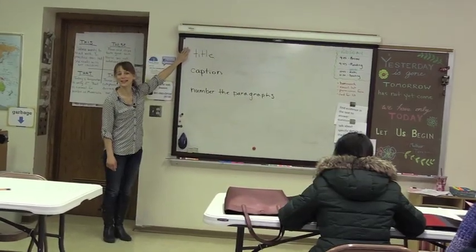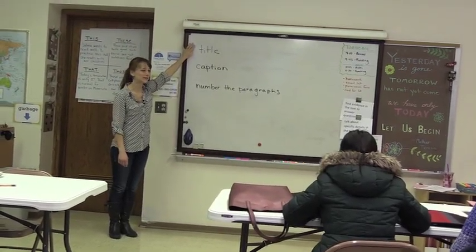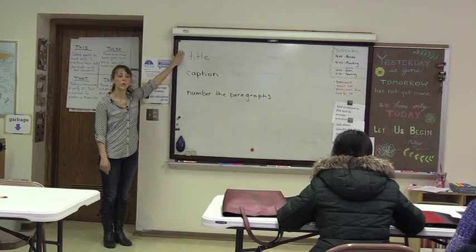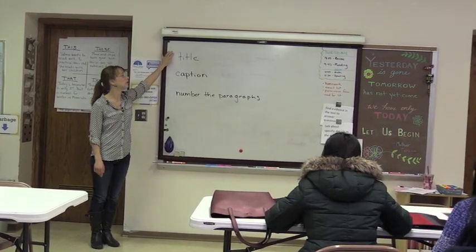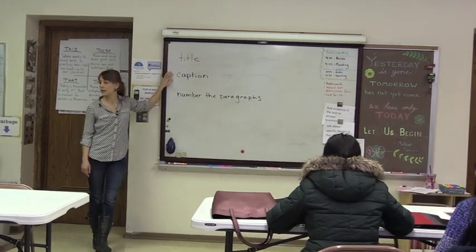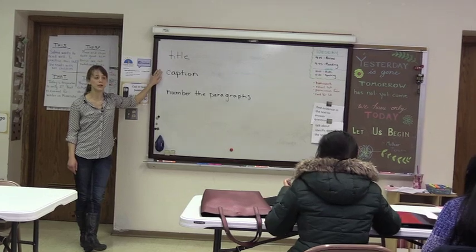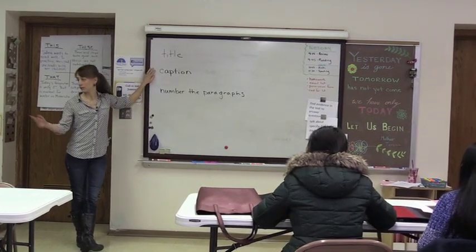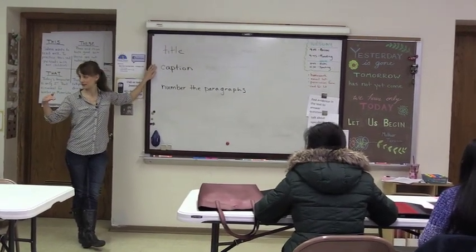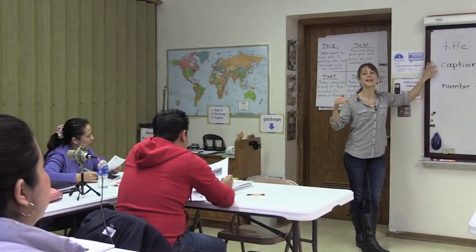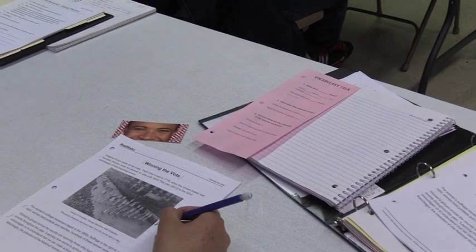What is the title of this story, this article? Winning the vote. Good. Let's all say vote. Vote. Winning the vote. Winning the vote. Excellent. Where do you see the caption? In the middle. Under the number one. Okay. Under number one is the picture. Where is the caption? Under the picture.